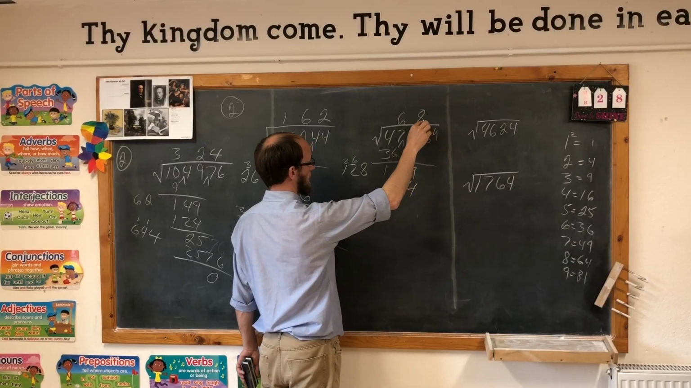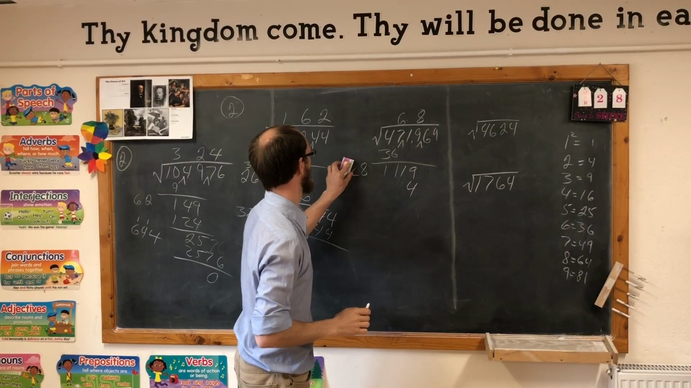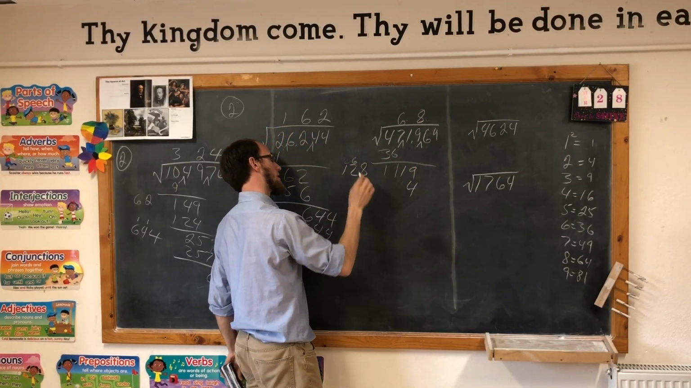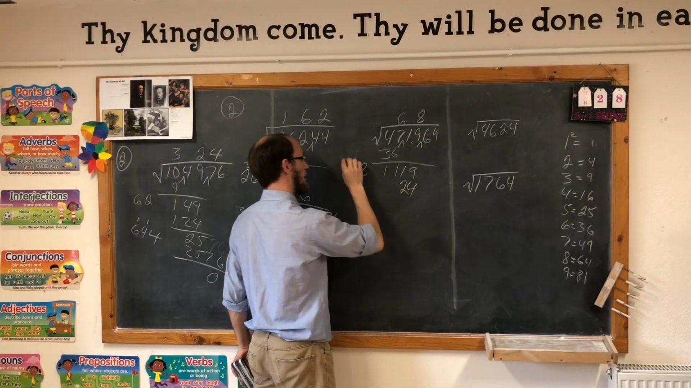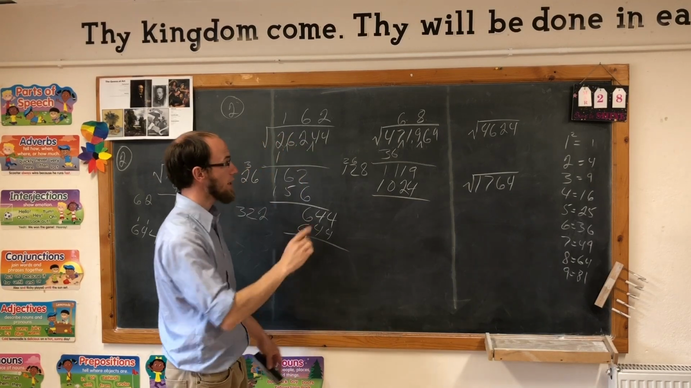8 times... No, wait. Let me do my math right. 64. 8 times 2 is 16, plus 6 is 22. Carry the 2. 8, 9, 10, 10, 24. We can still subtract. Good. 8 was a good choice.